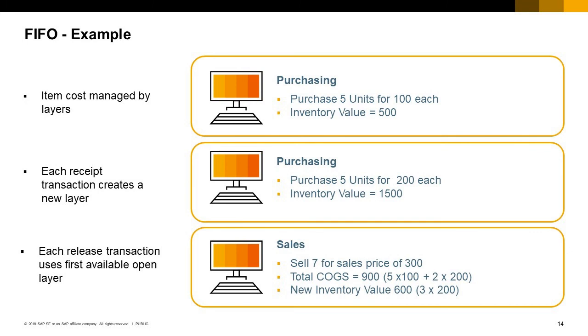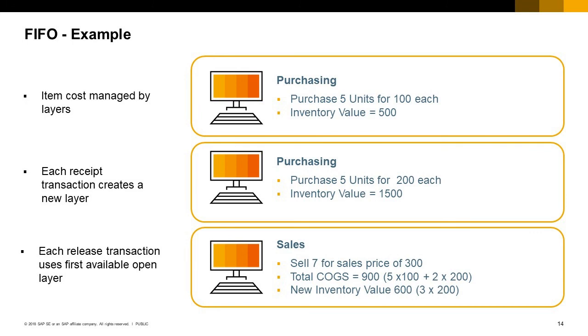We sell a quantity of 7 for the sales price of 300. Remember, sales price is not important in determining item cost. The rule in FIFO is that the first, oldest, layer is used first. So the first 5 issued from stock are from the first layer and have a cost of 100 each. And the next 2 are from the second layer with a cost of 200 each.